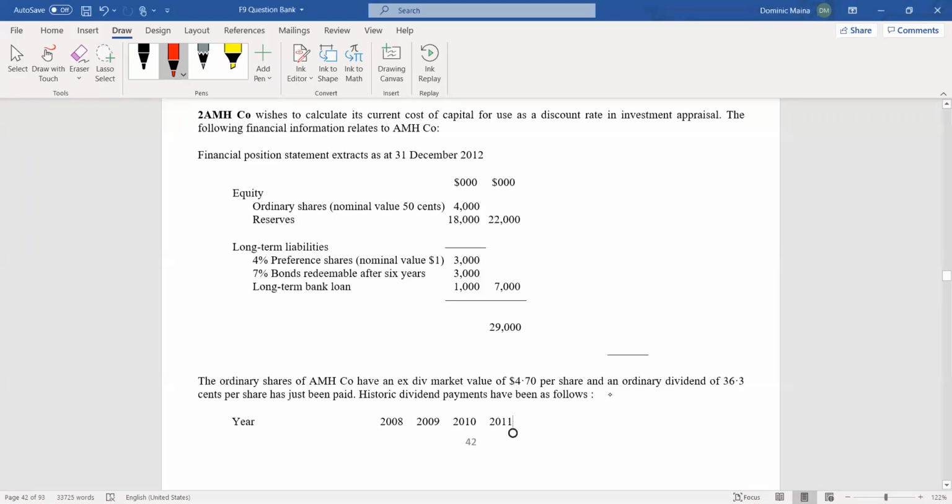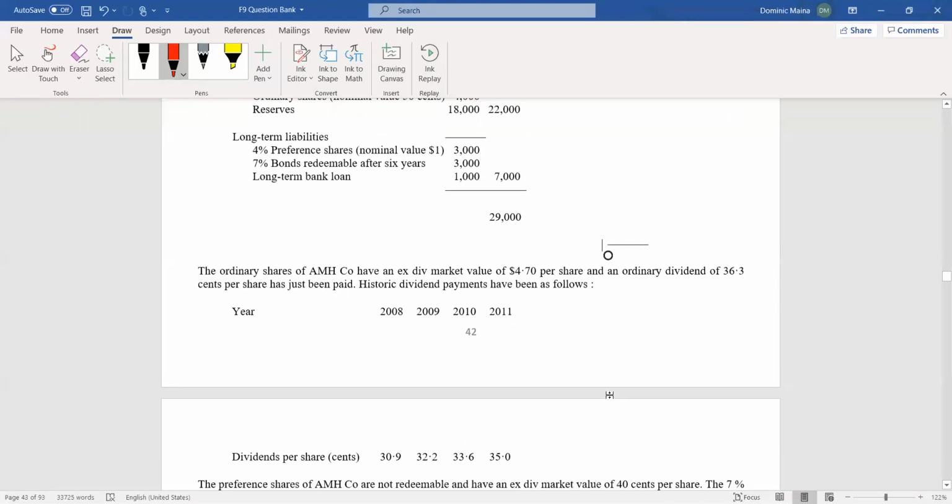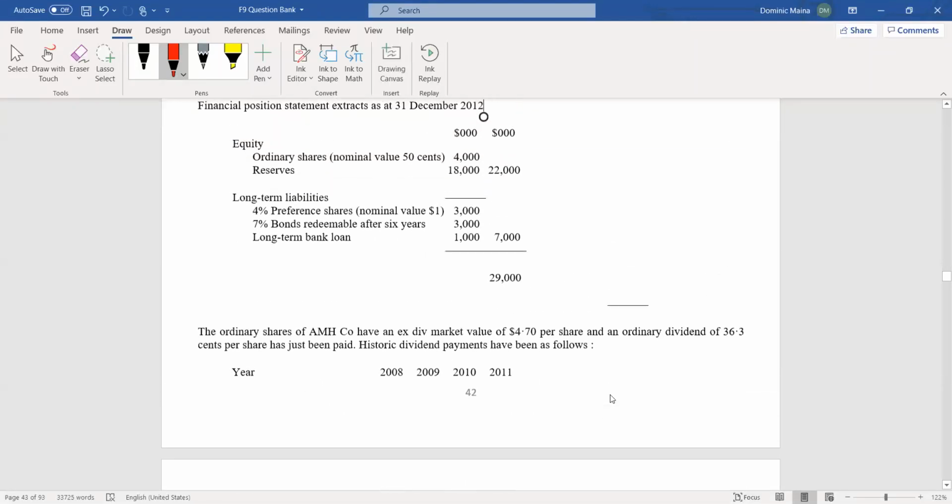Okay, for this example, this company has equity. There's equity here, the ownership capital, preference share, the bonds, and the long-term loan. More or less like the question you have just gone through. I hope so far you've seen that equity, don't forget, has two components. It has the ownership capital and it has retained earnings.